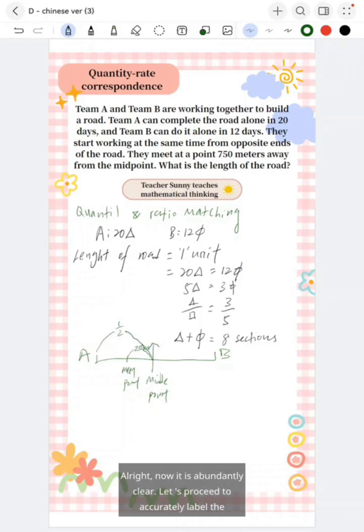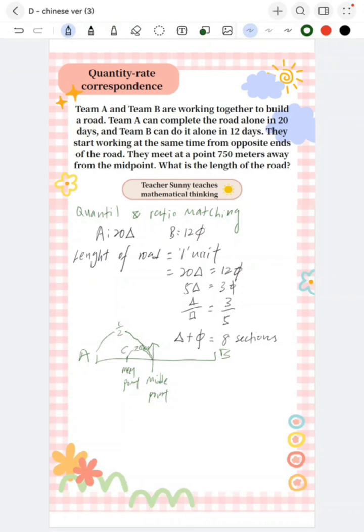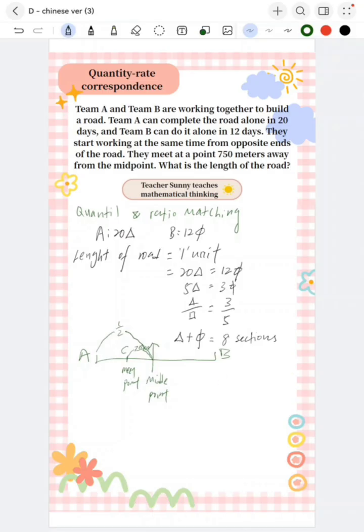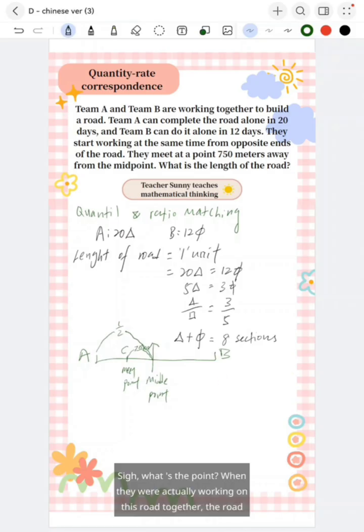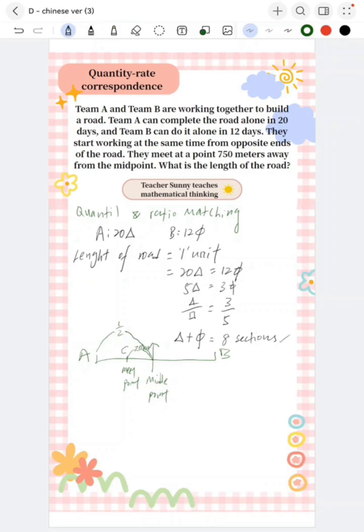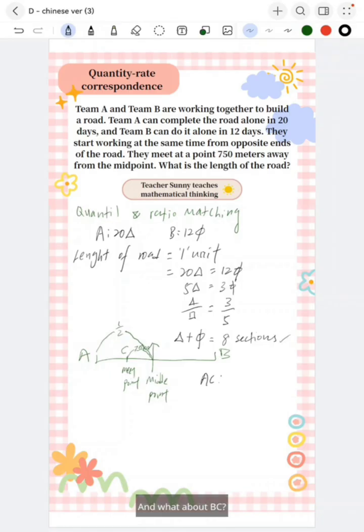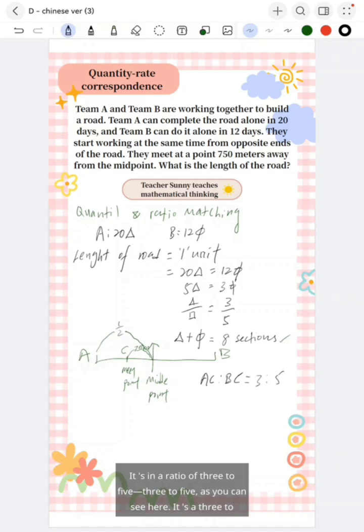Alright, now it is abundantly clear. Let's label the meeting point as point C. So, when they were working on this road together, the road could be divided into 8 segments. So, we can write it like this. Let's call it AC. And what about BC? It's in a ratio of 3 to 5. It's a 3 to 5 ratio.